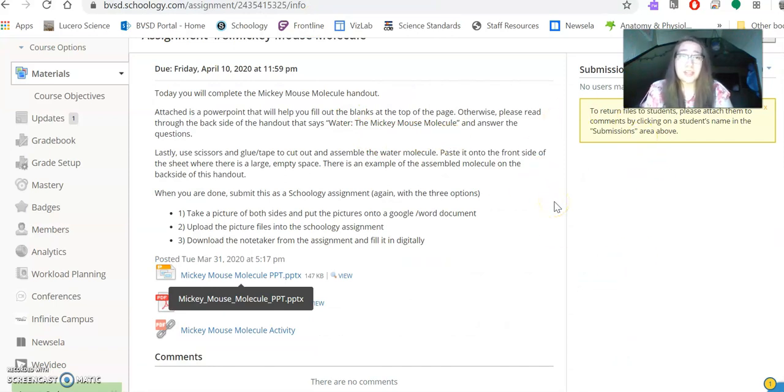And remember, there's a number of different ways you can do that. Number one, you can take a picture of both sides and put those pictures onto a Google or Word document. You can upload the picture files directly. And you can also download the note taker and fill in the assignment digitally. This will be a lot harder with the Mickey Mouse molecule. So if you are doing that route, I wish you good luck.